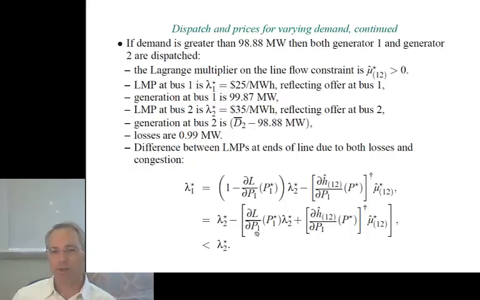Notice dL by dP1 is positive, the price is positive, dH by dP1 is positive, and mu is positive, so all of the terms in the large square brackets are positive. We're subtracting them from the LMP at bus 2 in order to evaluate the LMP at bus 1, so the LMP at bus 1 is lower than the LMP at bus 2. And indeed, we know that the LMP at bus 1 is 25 and the LMP at bus 2 is 35.